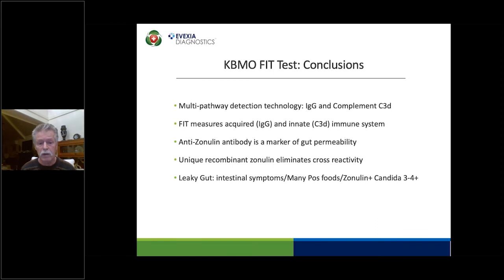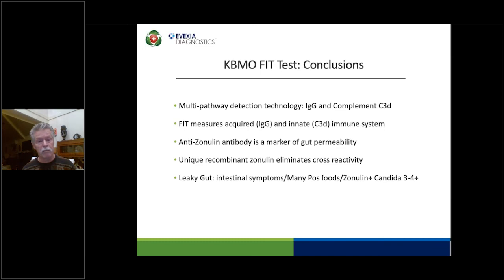Very, very important. The anti-zonulin antibody is a marker of gut permeability. First, zonulin protein opens the pore, then zonulin as a protein also gets through that pore. And when it does, the dendritic cells say, wait a minute, zonulin needs to be mopped up. Let me process that. We'll present it to the T and B cells and we'll start producing an antibody.